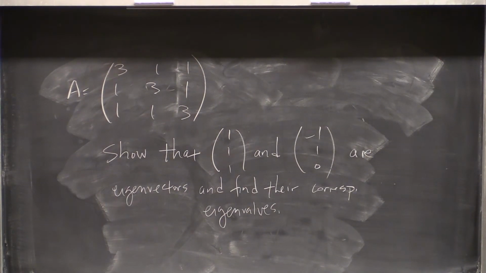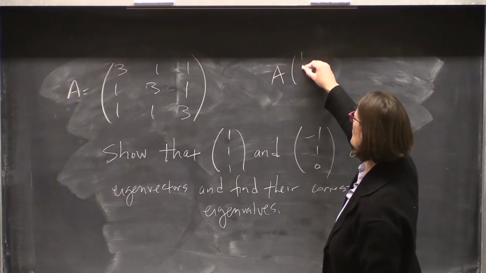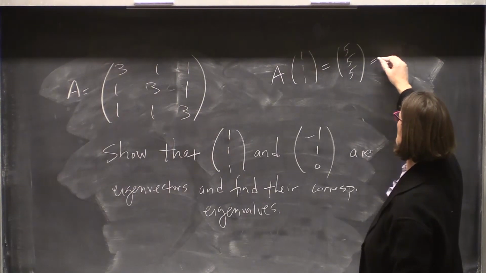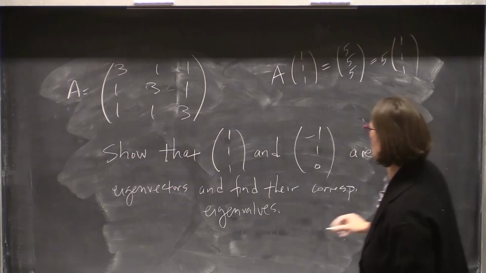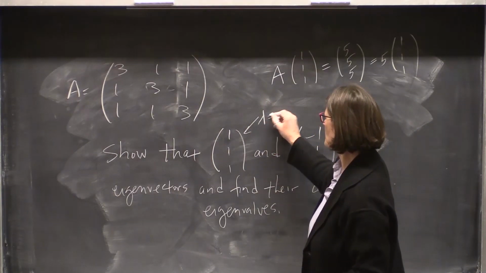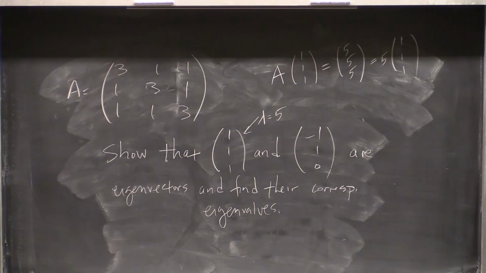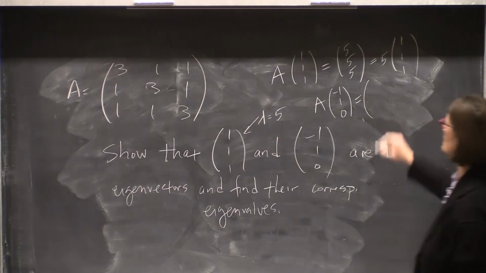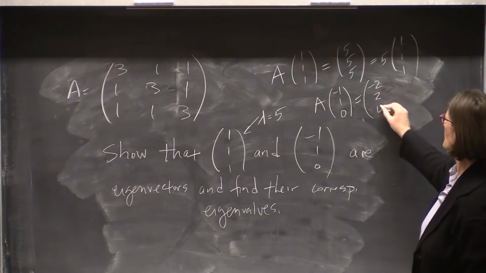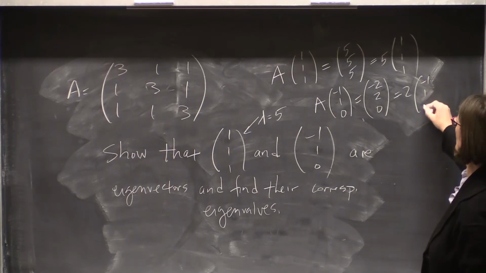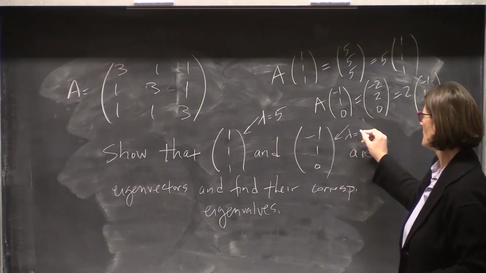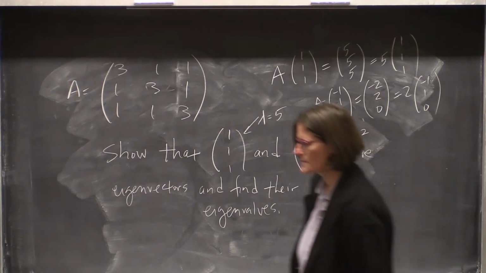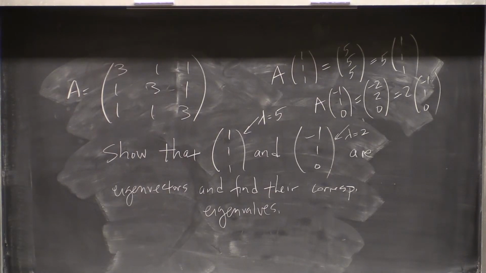Okay. What is A times 1, 1, 1? 5, 5, 5. So that is 5 times 1, 1, 1. This has lambda equals 5 as its eigenvalue. A times minus 1, 1, 0 is what? Beautiful. So that's 2 times minus 1, 1, 0. This has eigenvalue 2. So if someone gives you a matrix and a vector and claims it's an eigenvector, you can quickly check.